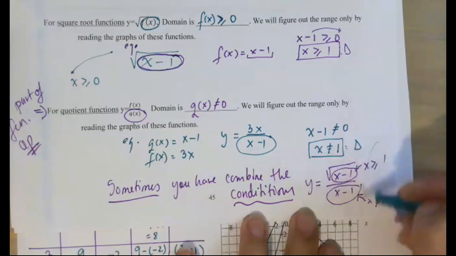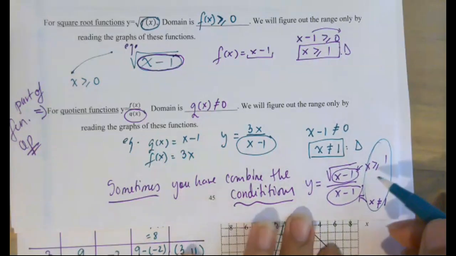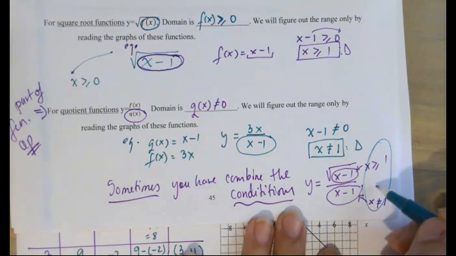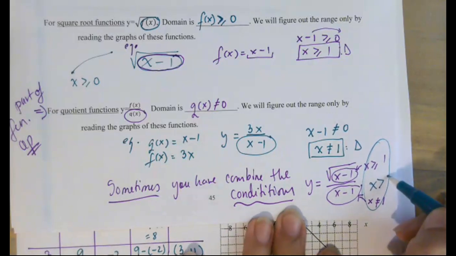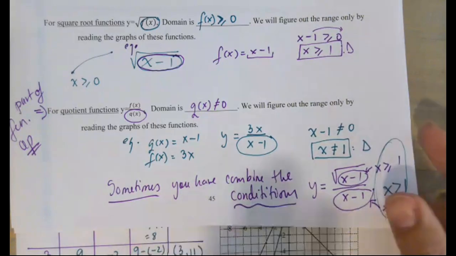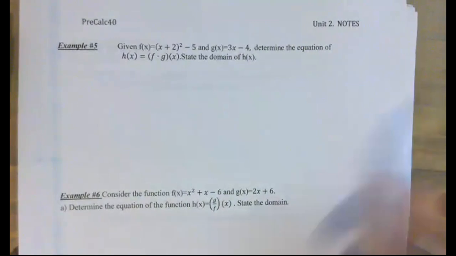X has to be bigger than 1. That's right. Good job. So if you combine that, you say x is bigger than or equal to 1, and then you say not 1, that means obviously x has to be strictly bigger than 1. So in some situations, you have to do both. You have to think about all of the possibilities that would not let that function exist, and you have to exclude them from the domain of the function.